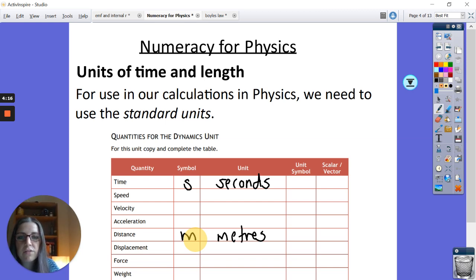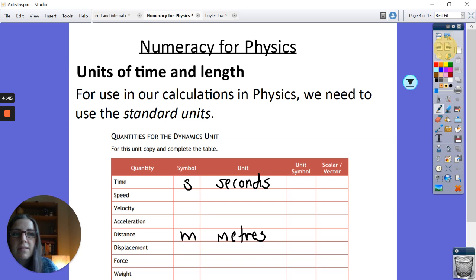Now you might be thinking there are other units of time. We could have years, days, months, milliseconds, microseconds. Similarly for distance, you might have kilometers, micrometers, centimeters, light years. So we do have lots of different units that you may come across even in questions in physics, but when we're doing our calculations, we want to make sure we have our values in their standard units.